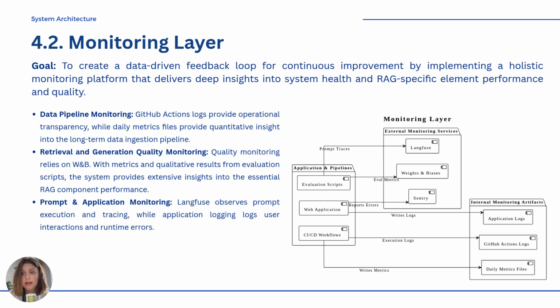The monitoring layer enables a data-driven feedback loop, giving deep insights into the system health and component-level performance. Again, we have data pipeline monitoring, where GitHub Actions logs provide transparency for each stage. We have retrieval and generation quality monitoring using Weights and Biases logged metrics. We have prompt application monitoring, where Langfuse traces prompt execution, and Sentry captures application errors and internal logs. So we want to have full observability.